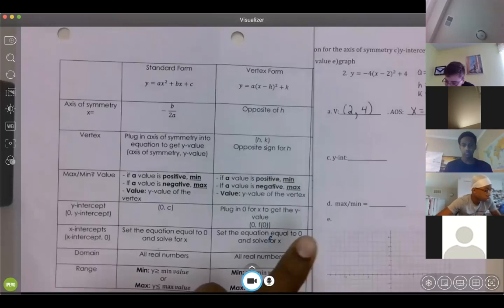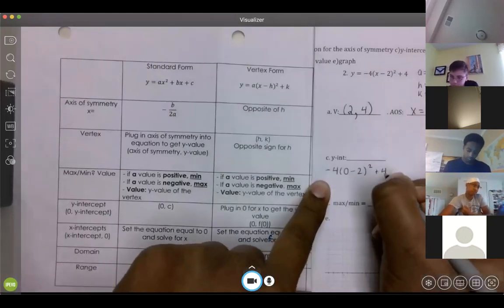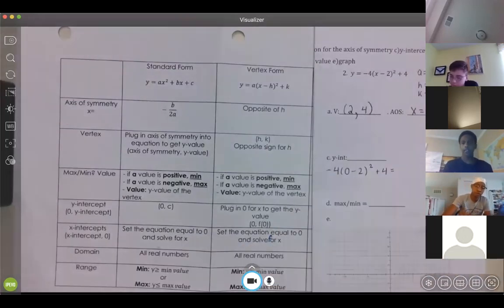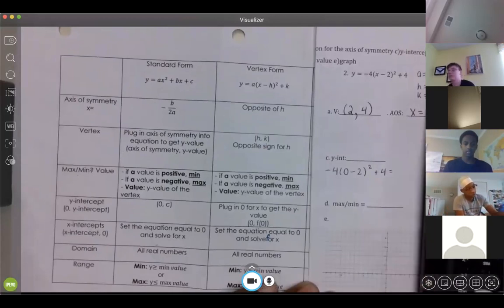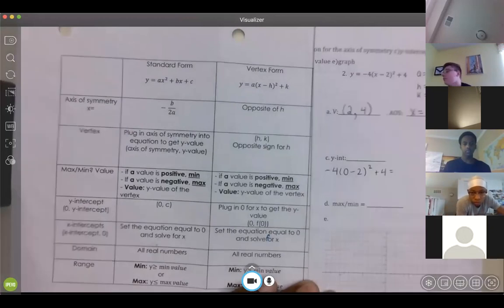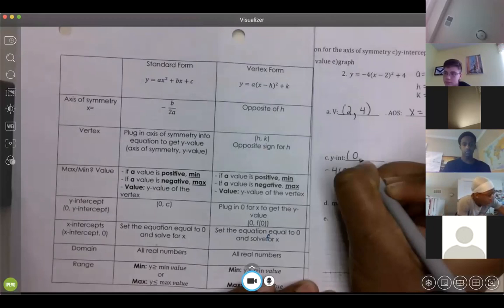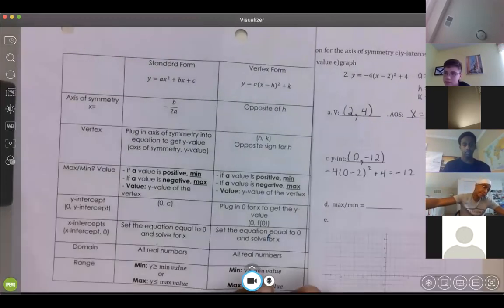Yep. So everywhere you see an x, you're going to plug in a 0. So you've got -4 parentheses 0 minus 2, close your parentheses, squared, plus 4. And that equals -12. So the y-intercept is always 0, comma, whatever you got when you plugged in the 0. So 0, comma, -12. Questions on that?